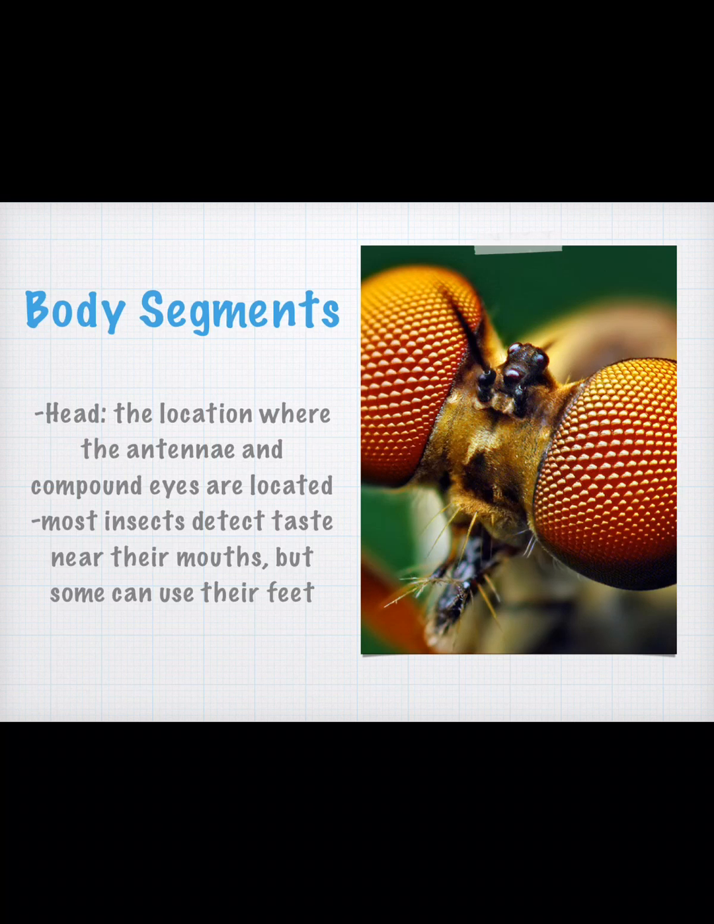And that's very helpful for them because lots of other things eat insects, and especially flies. So if something is chasing you to eat you, you want to be able to see what's behind you all the time. Insects do have mouths, and that is located on their head, as you can see, just below those big old goofy eyes. They have their mouth, and that's where they eat. Alright, so that is the head.